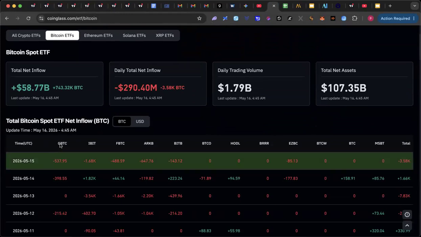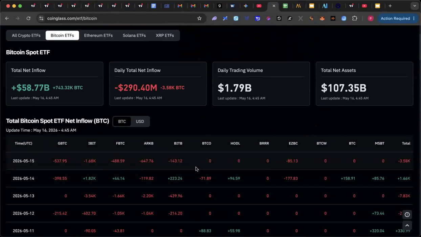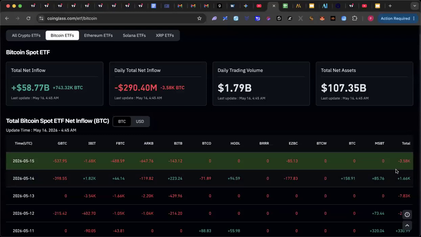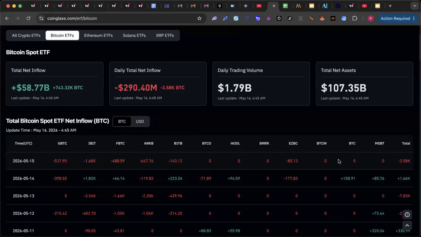We have Grayscale, we have BlackRock, we have Fidelity. All of them had some sales last week Friday, which was on the 15th. And so we have about 3,580 BTC sold. So the outflow outperformed the inflow.